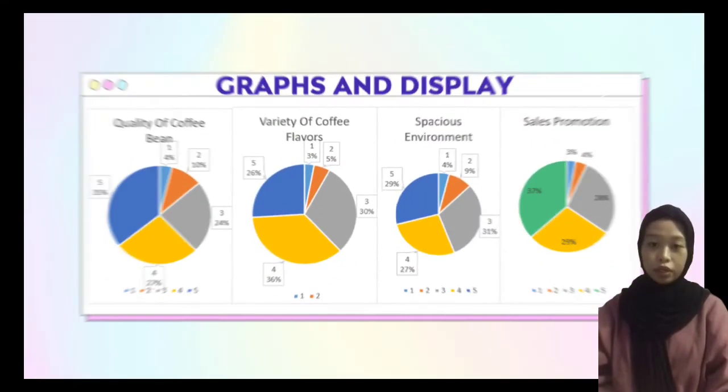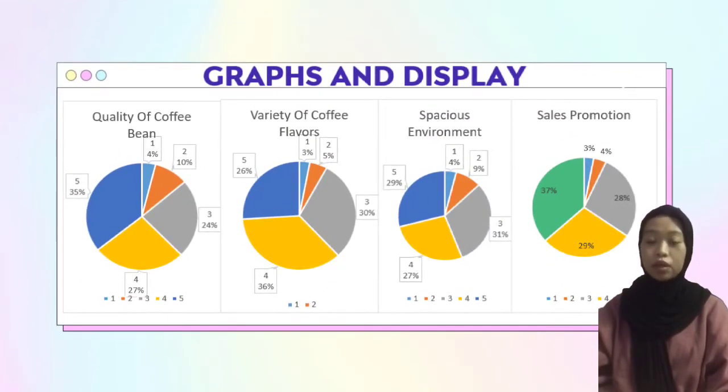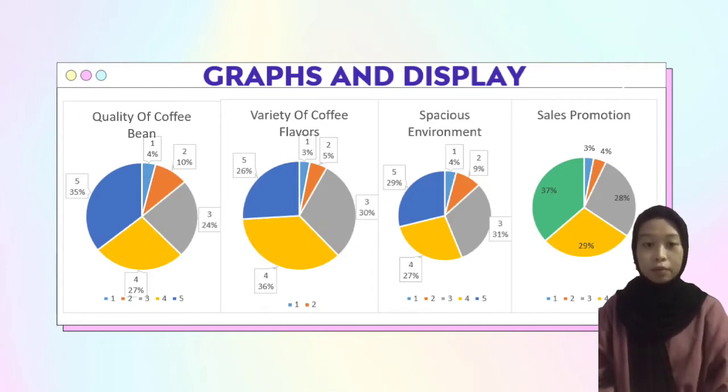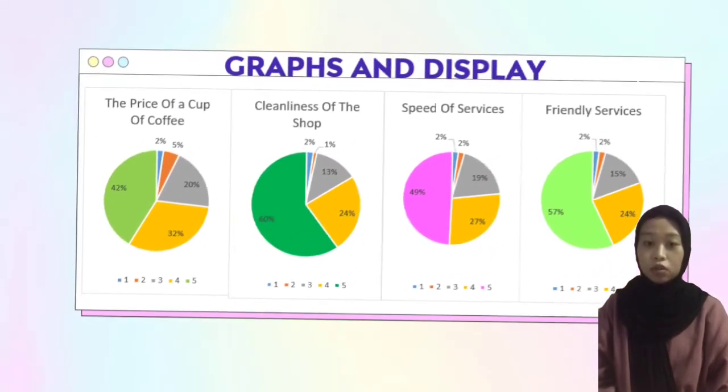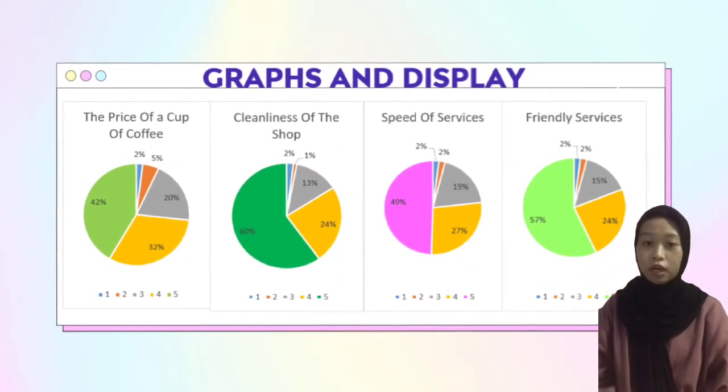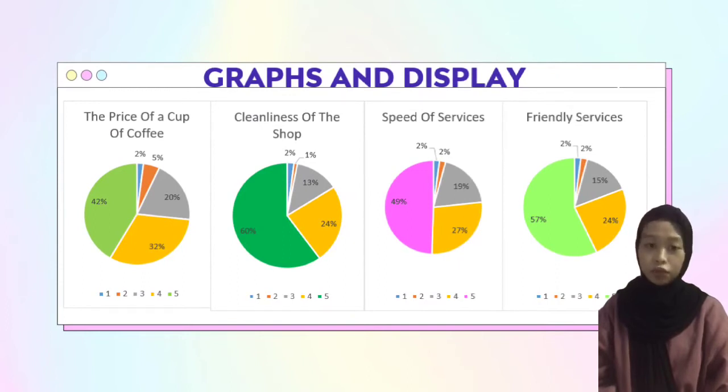Most respondents are very satisfied with the quality of the coffee beans. Most respondents would rate 3 for spacious environment. 37% of respondents say that sales promotion is important. 42% of respondents are concerned about the price of a cup of coffee, and they are satisfied with the price.